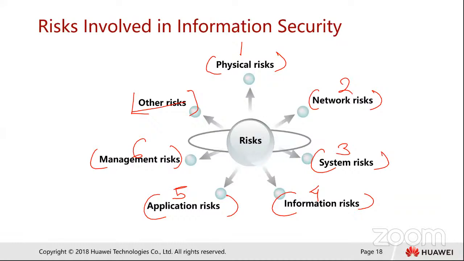Again, some networks lack proper access controls, so someone can easily access a particular network. Now, when you have a network that can be easily accessed by individuals who are not even part of the organization, again, information for that organization becomes risky. Unauthorized access to the network by individuals who are not part of an organization also poses an information risk.